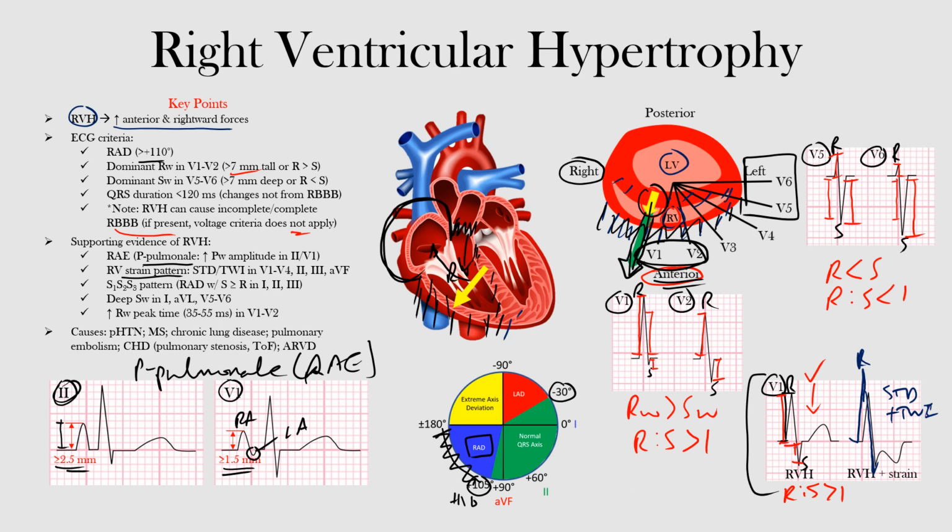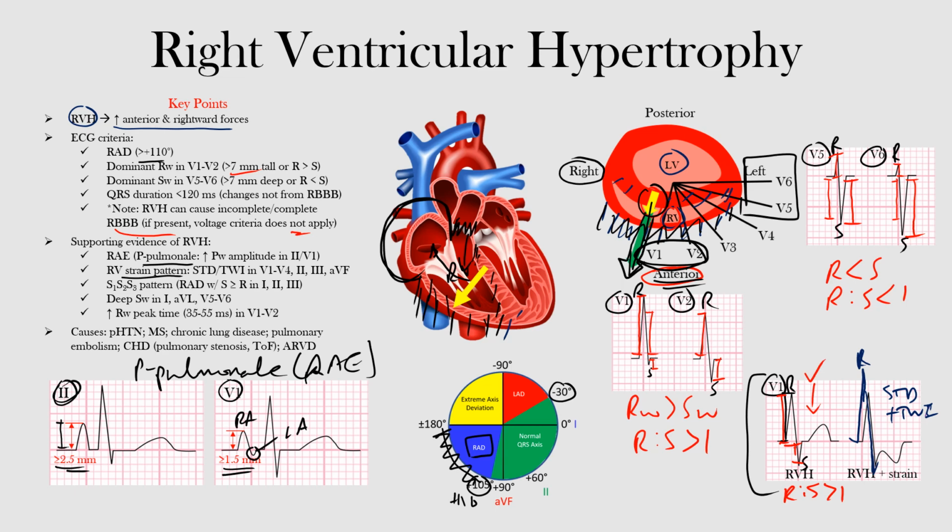Next, we have what's called the S1, S2, S3 pattern, which is when there's right axis deviation along with S waves that have an amplitude greater than or equal to the R waves in leads 1, 2, and 3, okay? Now, the finding of deep S waves in the lateral leads, 1, AVL, V5, and V6, also helps support the diagnosis of right ventricular hypertrophy.